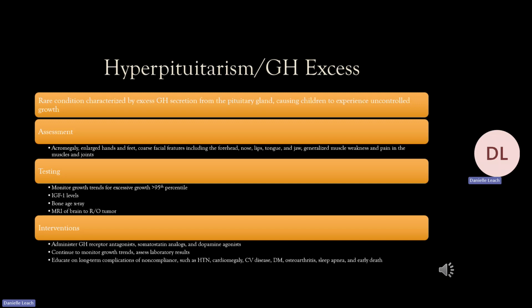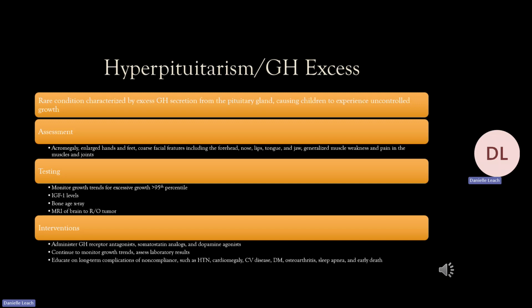Once closure of the growth plates occurs and hyperpituitarism continues, then overgrowth of the bones occurs, which is referred to as acromegaly. On assessment, the child can have characteristics like enlargement of the hands and feet, coarseness of facial features, including the forehead, nose, lips, tongue, and jaw are common. Other symptoms can include generalized muscle weakness and pain in the muscles and joints.